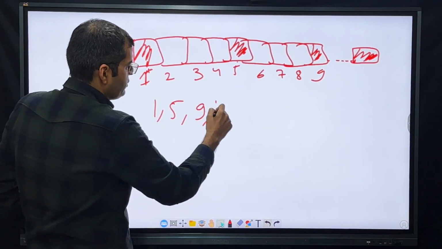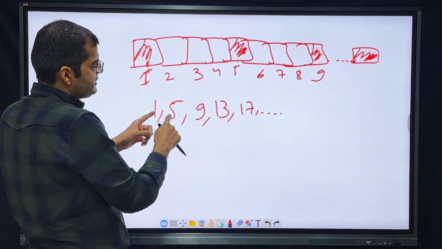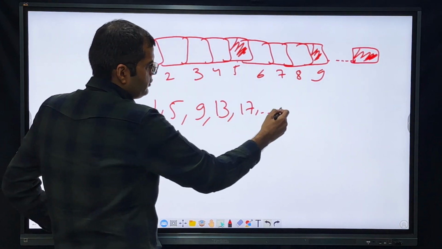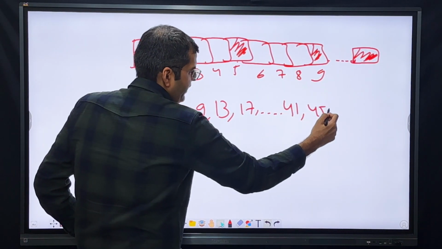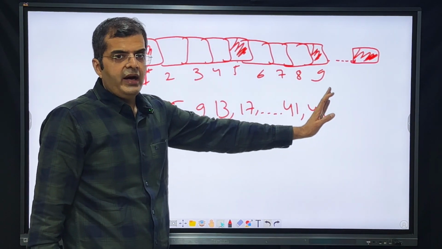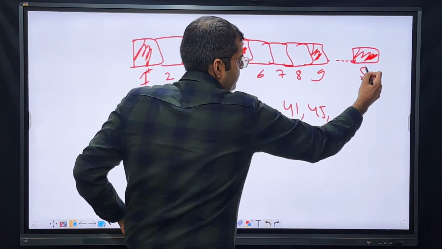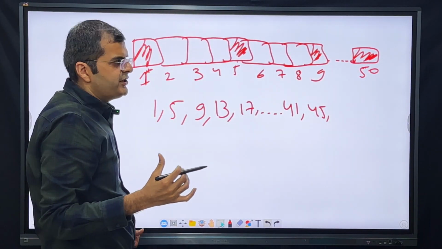Then the 13th will be shaded, then the 17th, and so on. If you look at it, this is a multiple of 4 plus 1. So till 41 I get, and then 45. After 45, can I shade 49? No, I can't shade 49 because then 49 and 50 will be shaded.